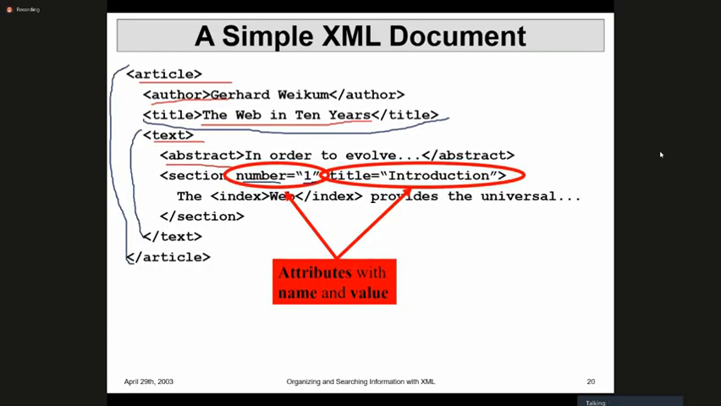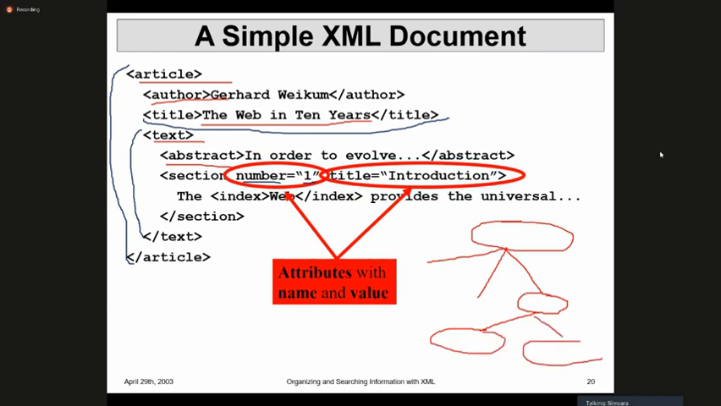right? So what is a tree? Can anyone explain what a tree is, right? As an example, let's say this is article, right? Inside the article there are author, title, text, right? Inside text there is abstract and then section, right? So can you see now? Now this is a tree, right? So this is the root element, right?